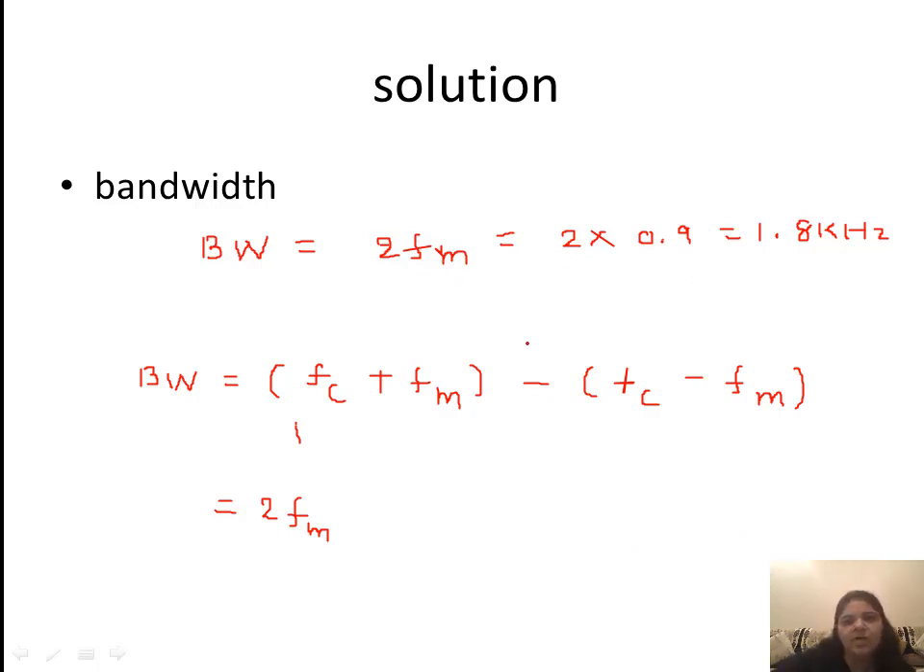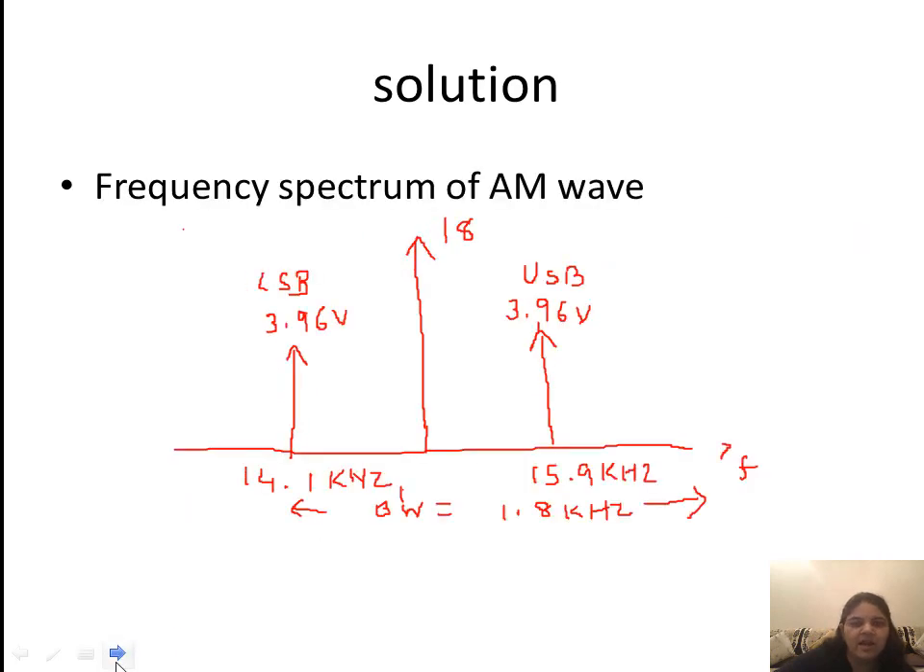And lastly, we have to draw the spectrum. We can draw the spectrum like this. This is mVc by 2, which is 3.96. The carrier Vc is 18. Lower sideband Fc minus Fm is 14.1, higher sideband is 15.9. The bandwidth is 1.8 kilohertz. This is the horizontal axis, the frequency axis, and the vertical axis is the amplitude axis. This way we can solve examples based on this theory. Next time we'll do the power calculations for the AM wave. Thank you very much, everyone.